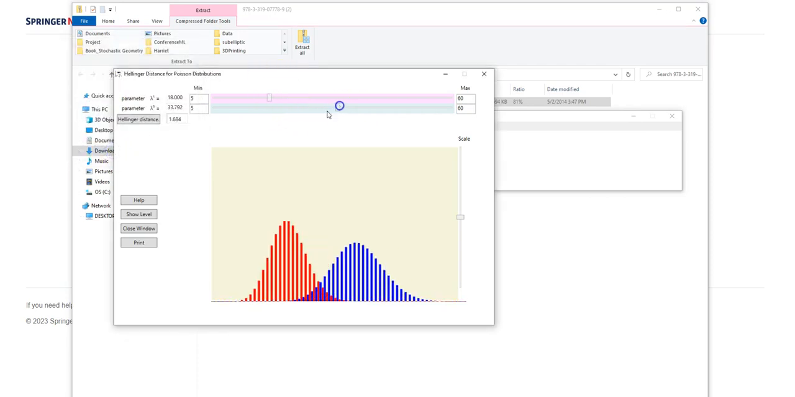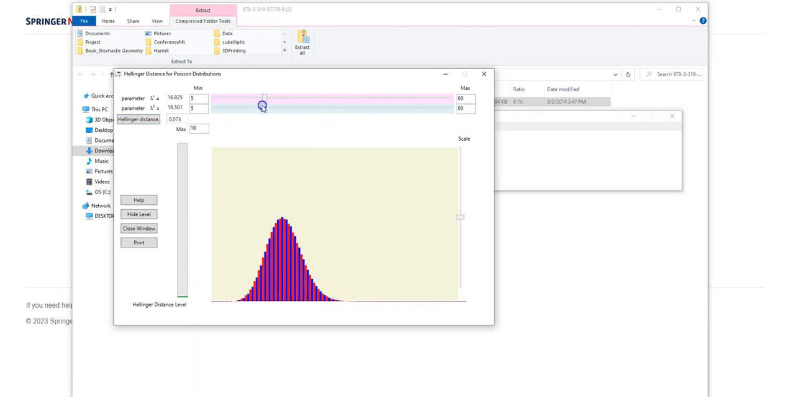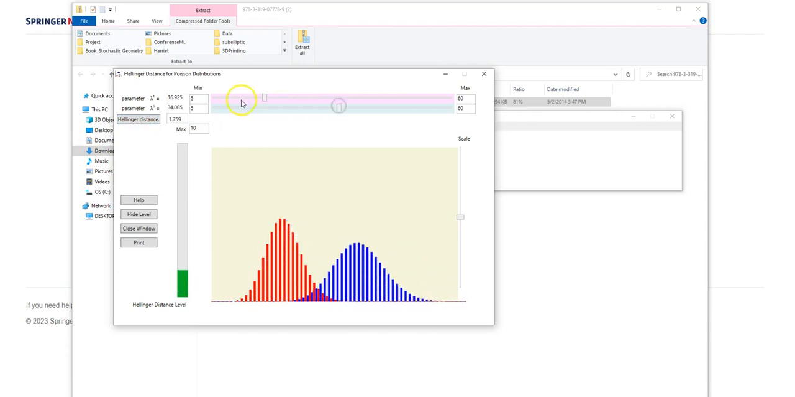You modify the parameters by sliding, or you can type them in. These numbers always have to be between a minimum and a maximum. So you can modify those if you need. I want to see the level out of, let's say, 10. And then I can modify and see how the level changes. So that's another way of measuring proximity between distributions.